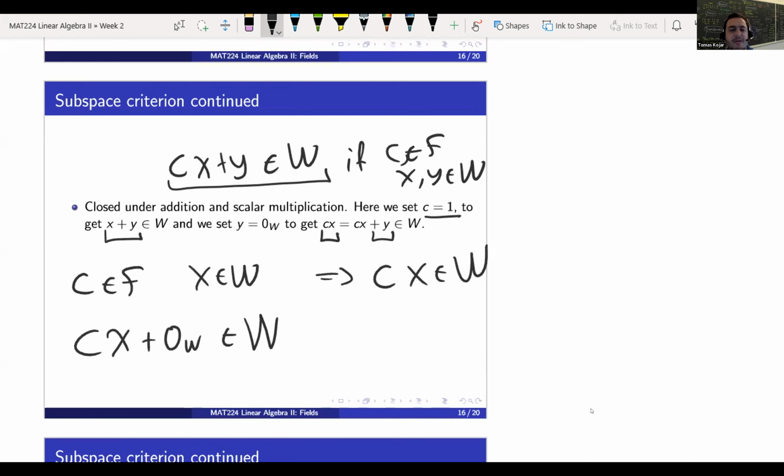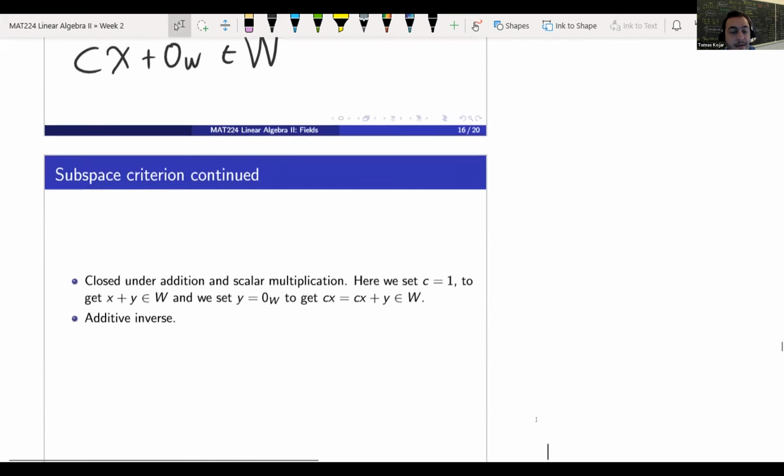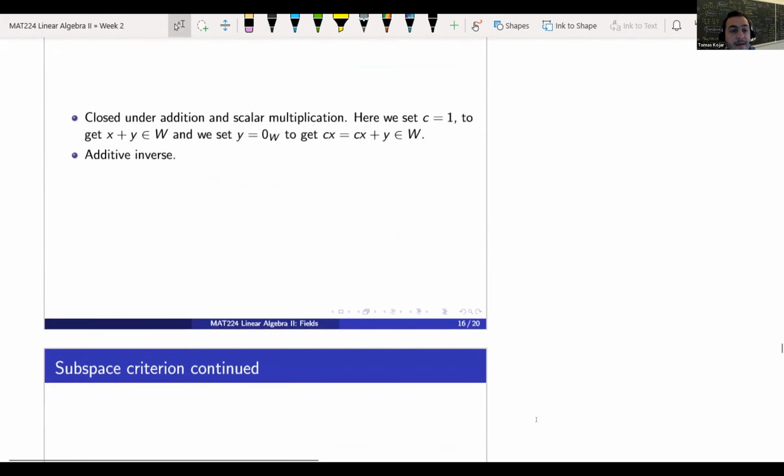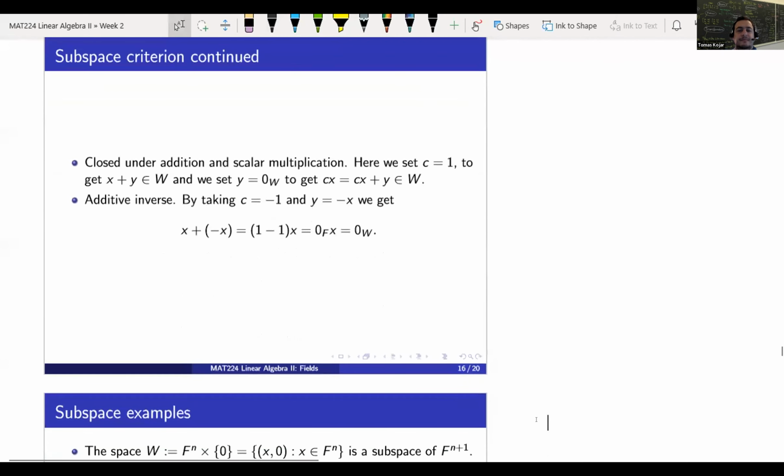I mean, that's how they do it in the book. I find it kind of redundant, but I just want to go over it. Okay. All right. What else is left? Yeah, we need to have additive inverse. So that was one of the axioms.